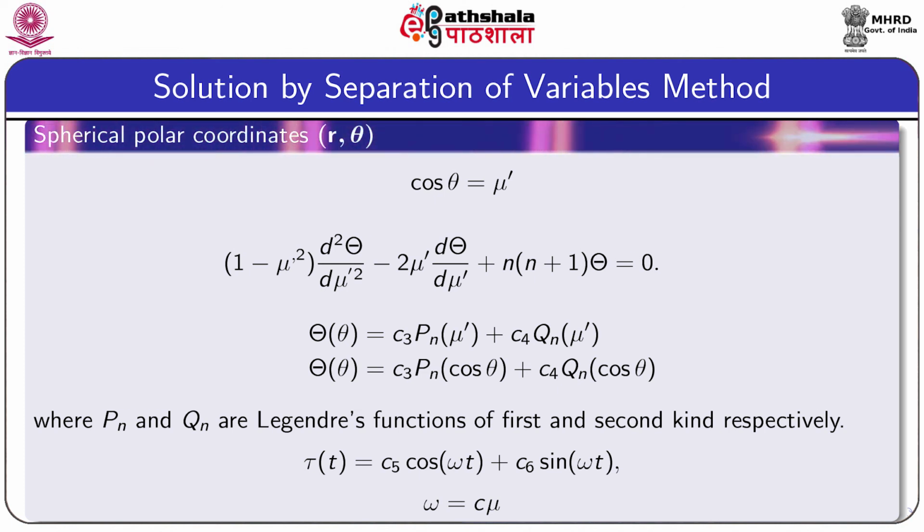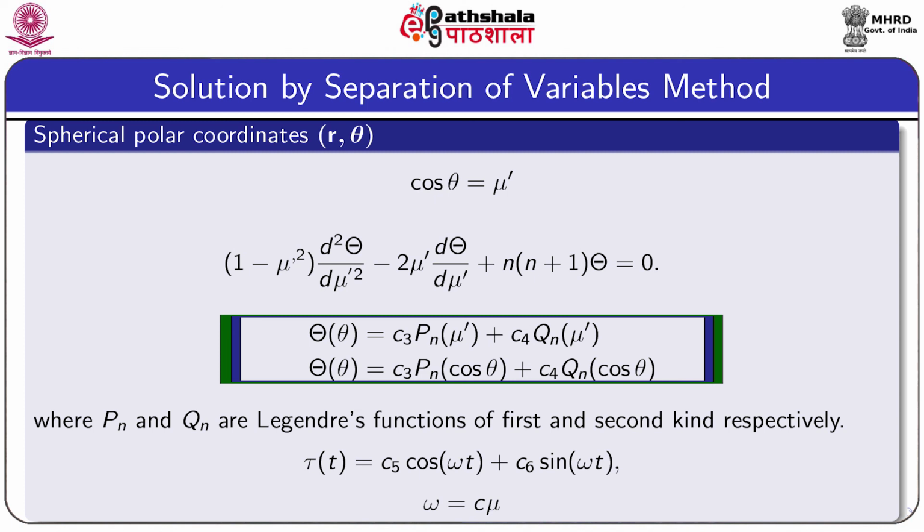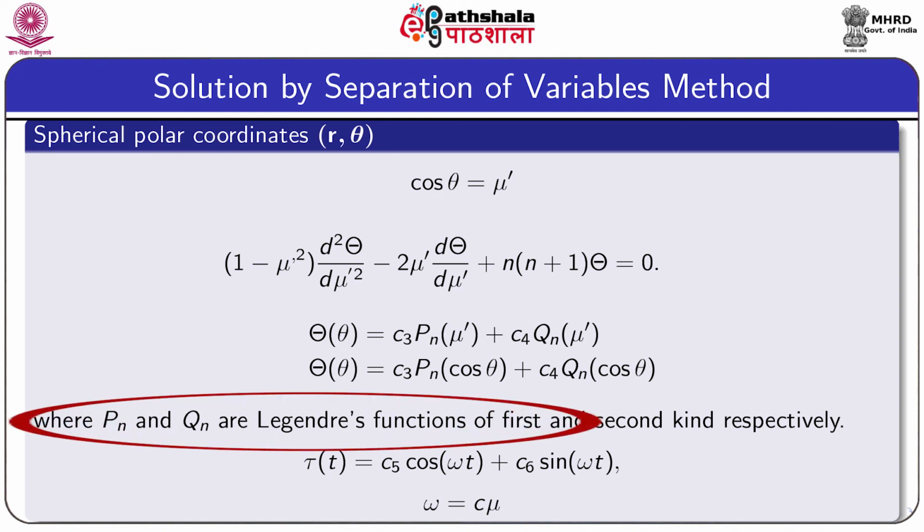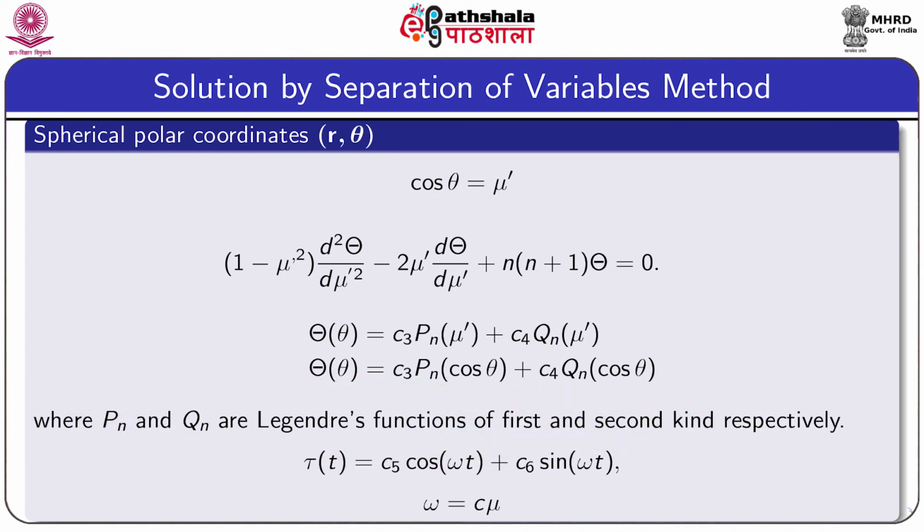And we know the solutions of the Legendre equation are Legendre polynomials. So, the general solution can be written as capital theta is equal to C3 Pn of mu dash plus C4 Qn of mu dash, where Pn and Qn are Legendre functions of first and second kind respectively. Now, in terms of theta, the solution becomes capital theta is equal to C3 Pn cos theta plus C4 Qn cos theta, and we have already got the solution for tau, which is written in the last line.